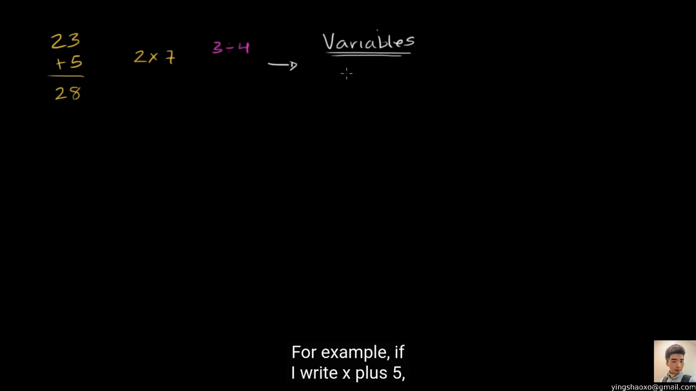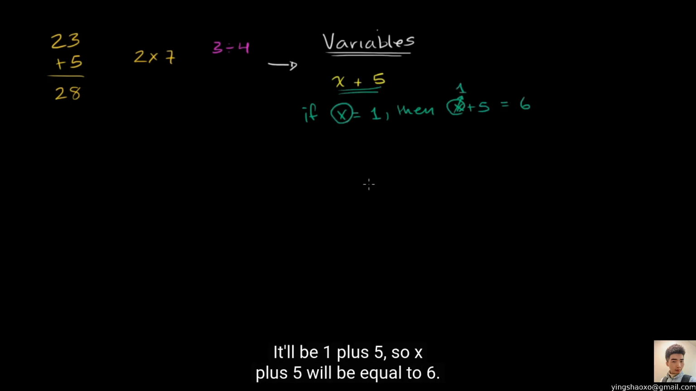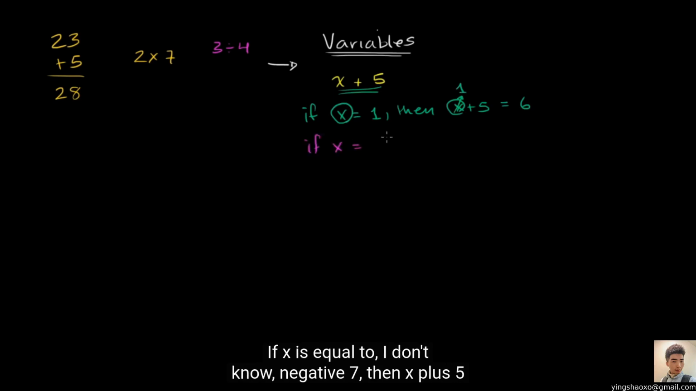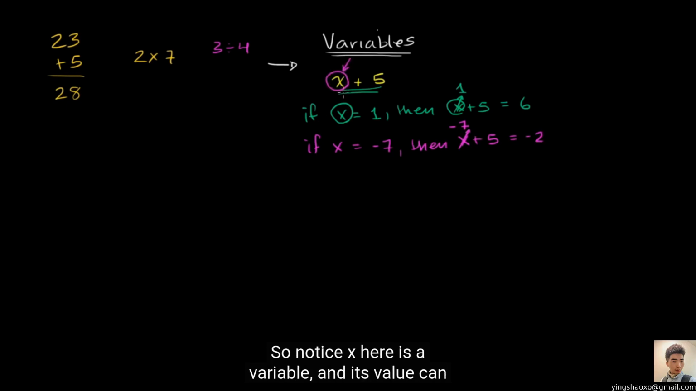So for example, if I write x plus 5, this is an expression, right? This can take on some value depending on what the value of x is. If x is equal to 1, then x plus 5, our expression right over here, is going to be equal to 1 plus 5, because now x is 1. So x plus 5 will be equal to 6. If x is equal to, I don't know, negative 7, then x plus 5 is going to be equal to, well, now x is negative 7. It's going to be negative 7 plus 5, which is negative 2. So notice, x here is a variable, and its value can change depending on the context. And this is in the context of an expression.